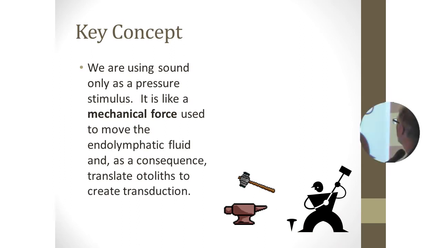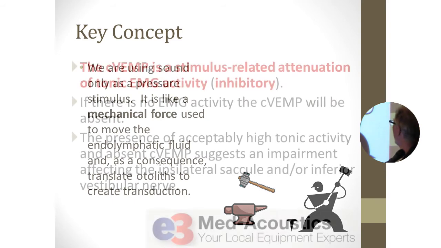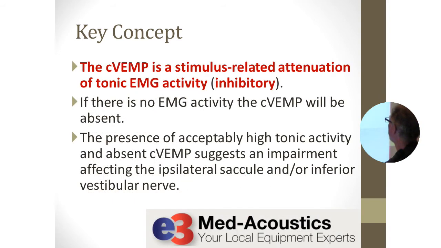So, what are we actually doing? Why are we doing this on an auditory evoked potential system? Well, we're using an auditory stimulus, actually, in the case of a CVEMP, to punch the saccule. I'm actually using that to punch the saccule. So I want to use whatever signal I have, whatever auditory stimulus I have that's going to give me the best bang for the buck here, right? Because that's what I'm actually doing.